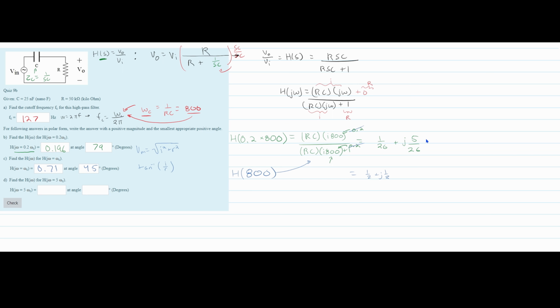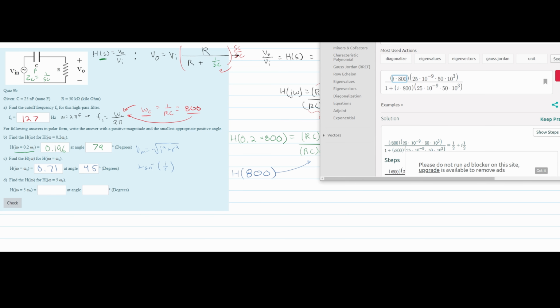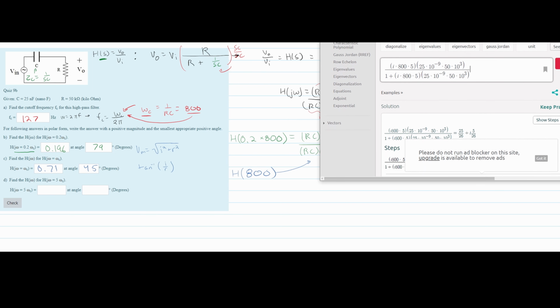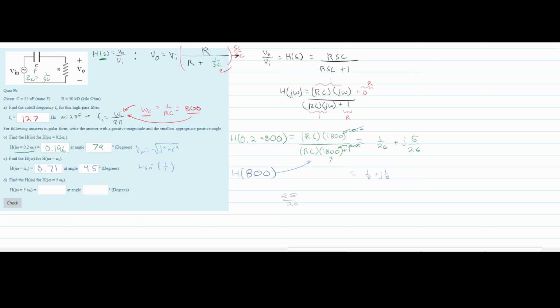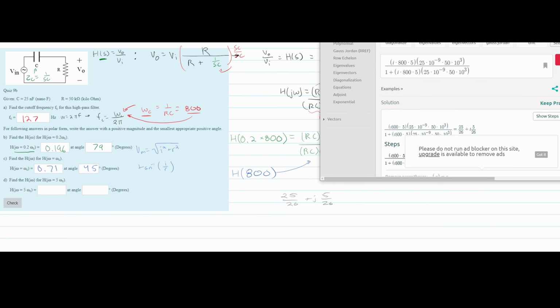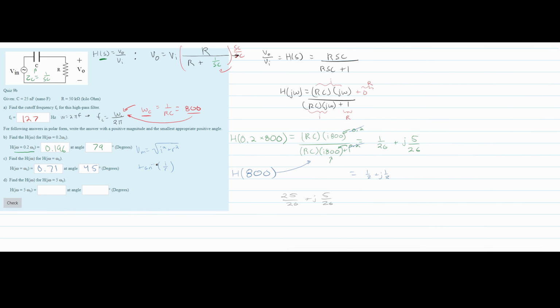Now we're going to do the same thing for the last one. We're going to plug it into our general equation, but we're just going to multiply this by 5 and this by 5, click go, and then we can see it'll give us 25 over 26 plus j times 5 divided by 26. And then we need to convert this rectangular form into the actual polar form for it. Again, using these equations right here, we are going to get 0.981 at an angle of 11.3 degrees. And that is how you'd go about solving for this problem.